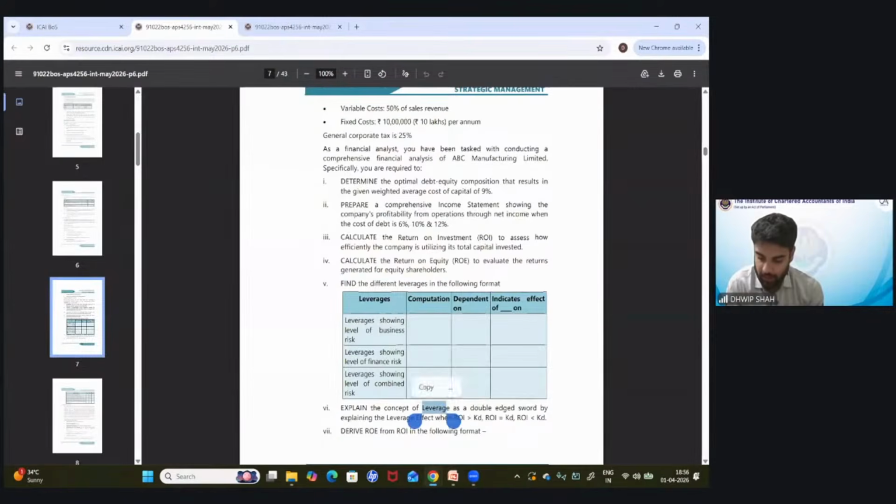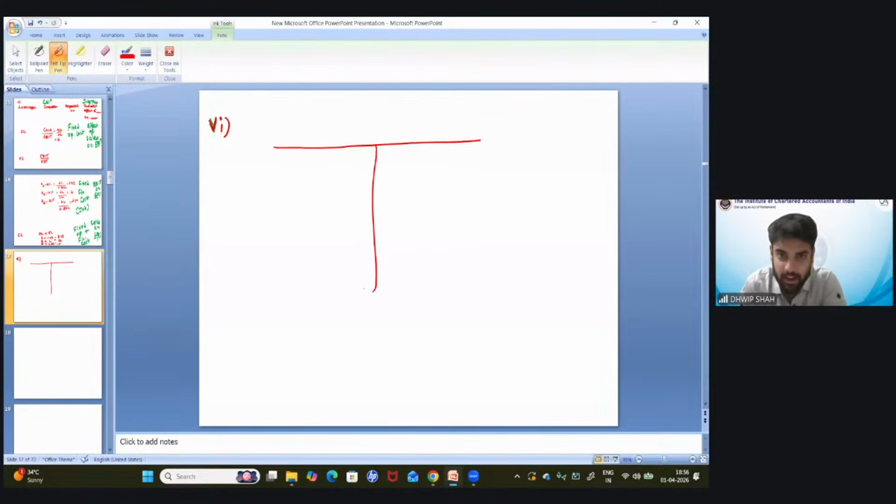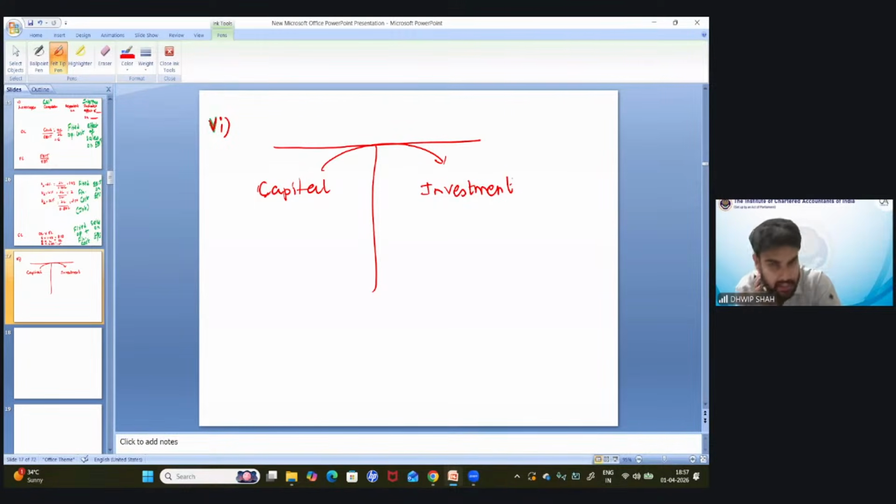Explain the concept of leverage as a double-edged sword. हमने ये सीखा था कि leverage is a double-edged sword. The double-edged sword किस तरह? So the logic behind this is something like this. This is a balance sheet, correct? आइडियली, रैशनली बिजनेस में हम कैपिटल रेज करते हैं और वो इन्वेस्ट करते हैं इन द बिजनेस. असेट्स में, वर्किंग कैपिटल में, सब में इन्वेस्ट करते हैं.